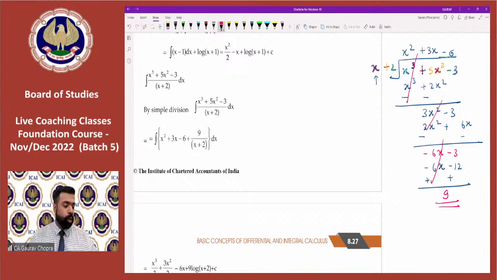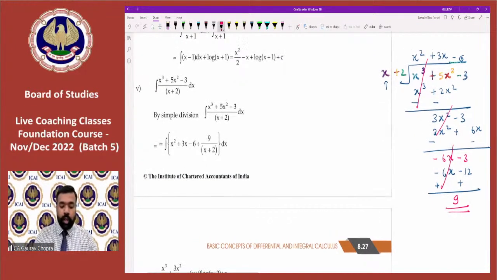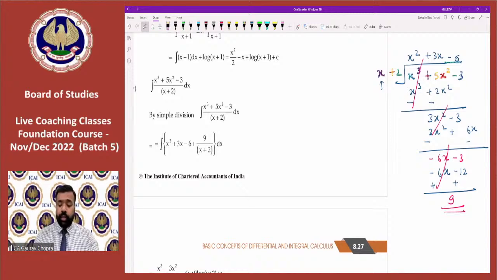So the first step was division. Now the second step is how to write them. So we can write them as x square plus 3x minus 6. This is the complete result. And after that, we are left with the remainder divided by the divisor. So in this manner, we have written the question.